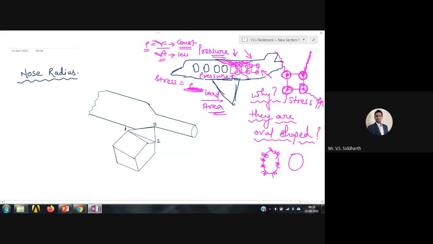So why am I telling you all this story? Have you understood the story? First tell me, have you understood the stress concentration factor? Why is stress higher at sharp corners? Because the area is less. The load is constant, the force is constant, but the area is less, so automatically the stress will increase, right? Now let us come back to our subject.